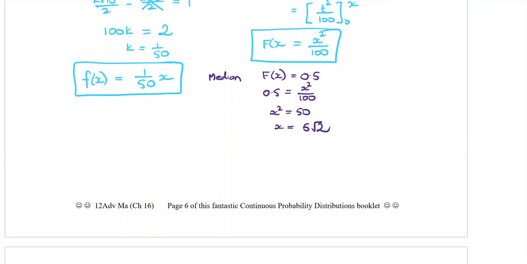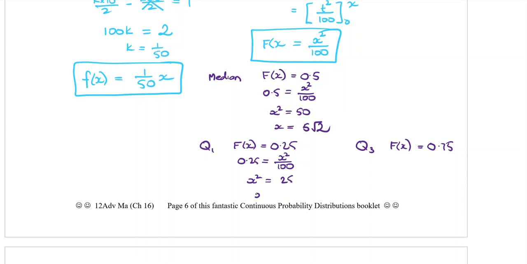5 root 2. Then the quartiles: Q1 is when F of x is equal to 0.25, and Q3 is going to be when F of x is equal to 0.75. Sub those in and find what values they are. So 0.25 equals x squared over 100, x squared equals 25, x is equal to 5.